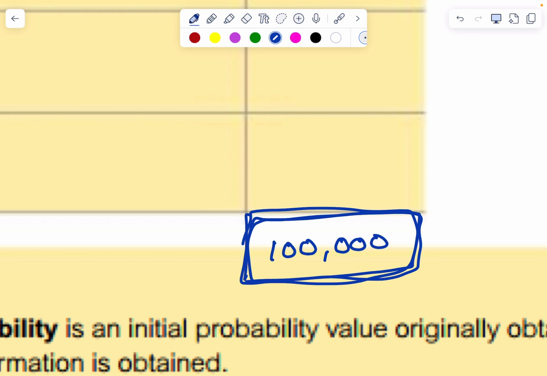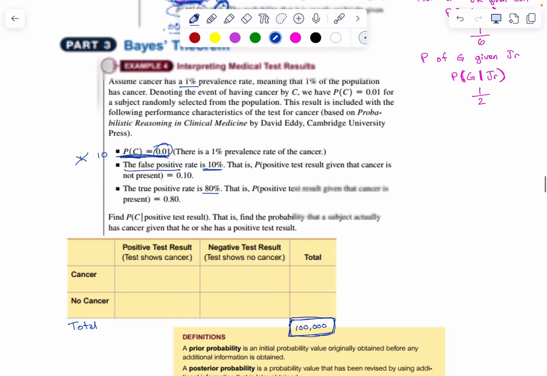Okay, let's say our total was 100,000. What's the difference of doing just 100 to keep your numbers nice? We could probably do 100 in this case because our numbers are 1%, 10%, 80%. Maybe 100 would work. Should we do 100? Let's try and see if we end up with any decimals.